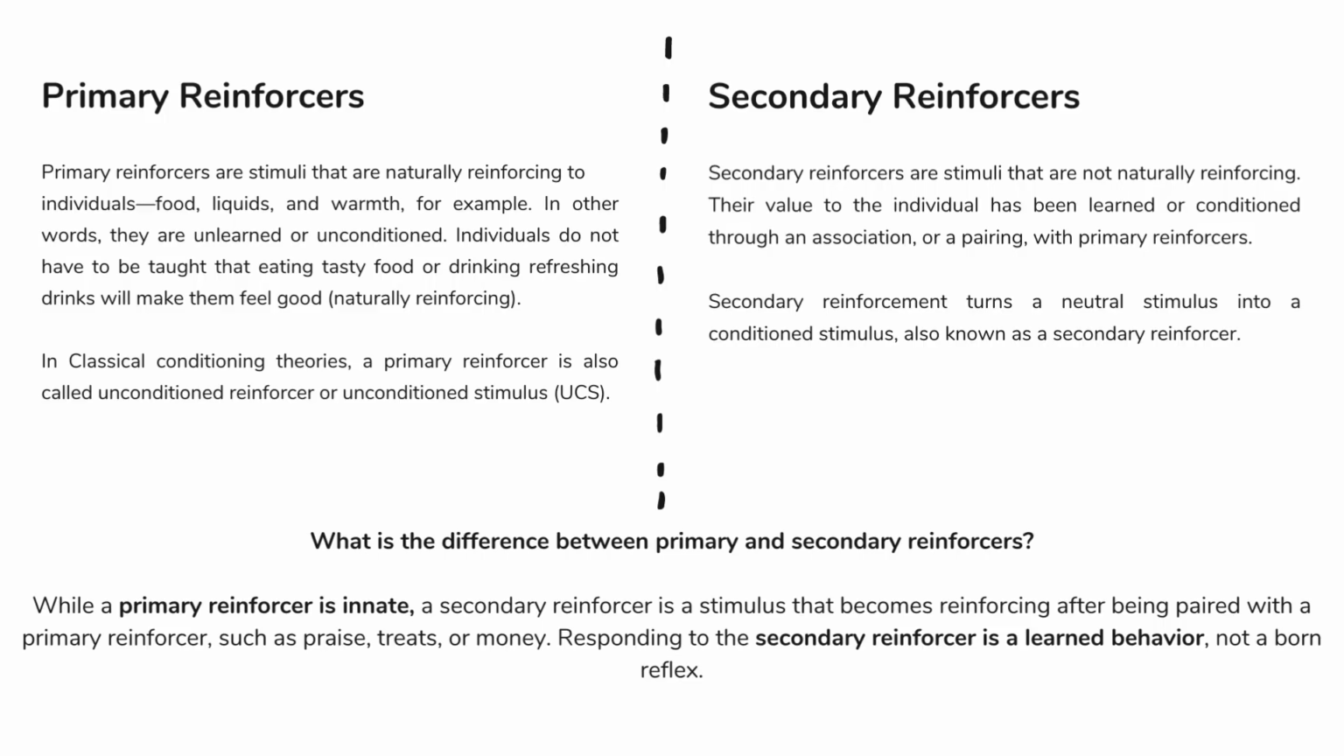Reinforcers may be primary or secondary. Both primary and secondary reinforcement increase or maintain target behaviors. Primary reinforcers are stimuli that are naturally reinforcing to individuals, like food and liquids. In other words, they are unlearned or unconditioned. A primary reinforcer is a stimulus that is biologically important to an organism, such as food, water, sleep, shelter.